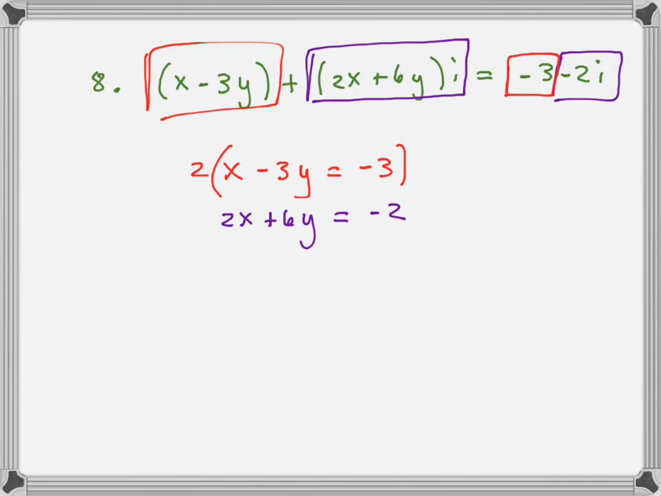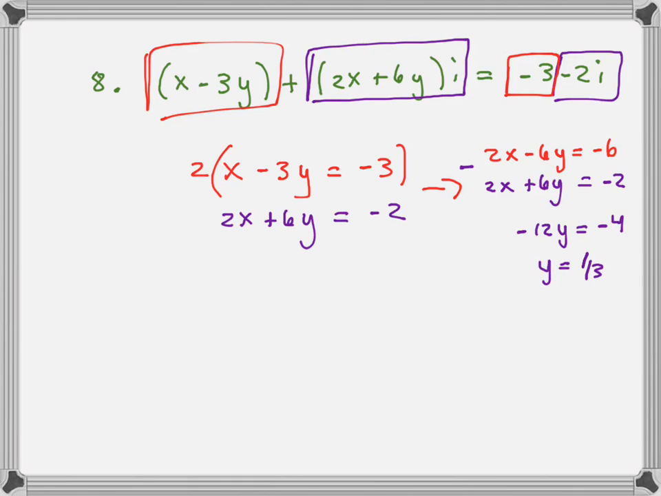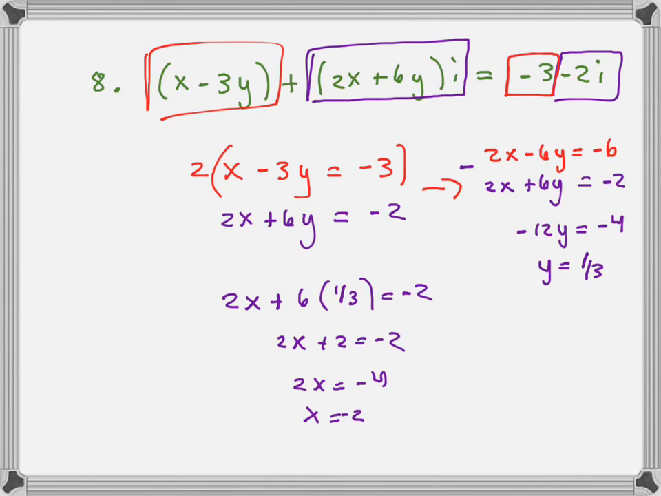We're just going to multiply this up by 2. If we subtract, we get negative 12y equals negative 4, y equals 1/3, and then just like a regular system, we're just going to plug this back in. So 2x plus 6 times 1/3 equals negative 2. 2x plus 2 equals negative 2. 2x equals negative 4. x equals negative 2. So you can see that if you plug these both back in, they both do work. So that's kind of how you solve for those.